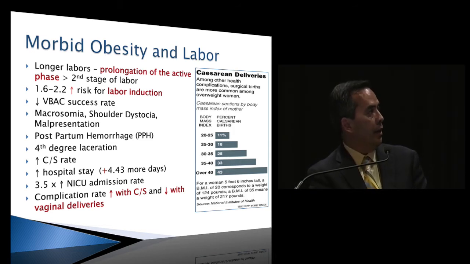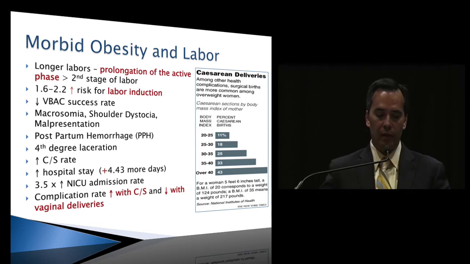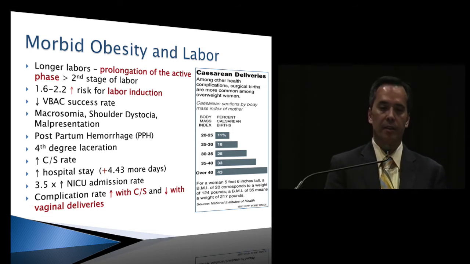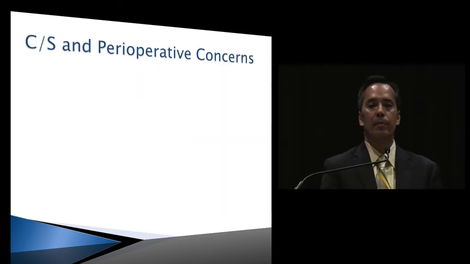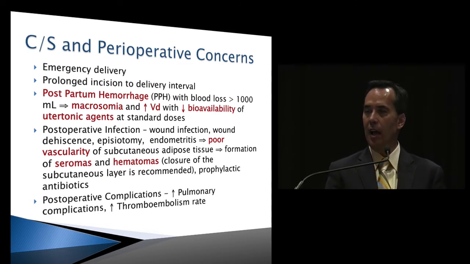Now this slide basically shows that as your BMI goes over 40, the percent cesarean birth is all the way up to 43%. So there's a linear increase in your odds for having a cesarean section. Now what about perioperative concerns? Well, emergency delivery, prolonged incision-to-delivery interval, so it's not uncommon if a normal section would last an hour to go 2, possibly 3 hours.